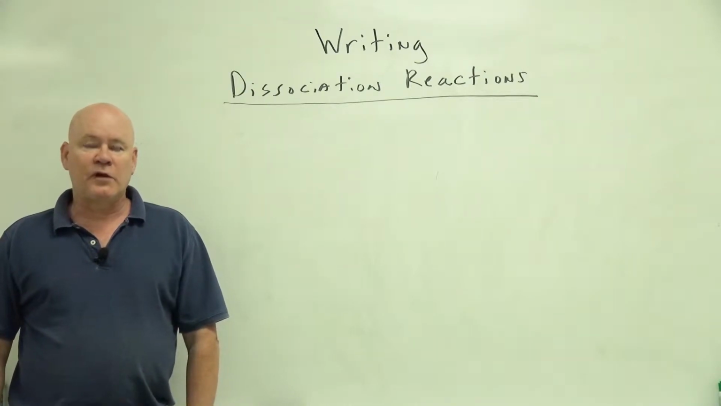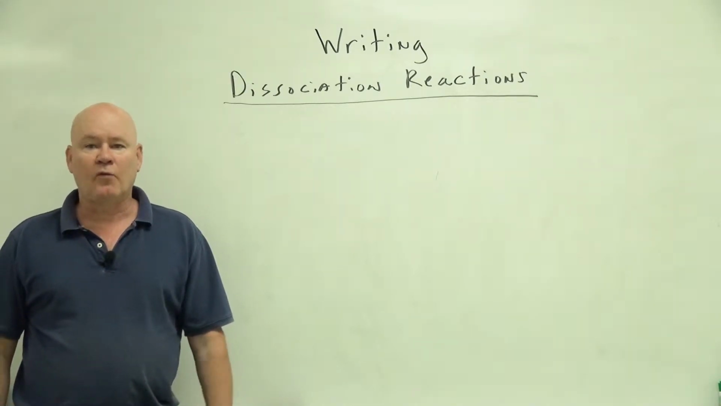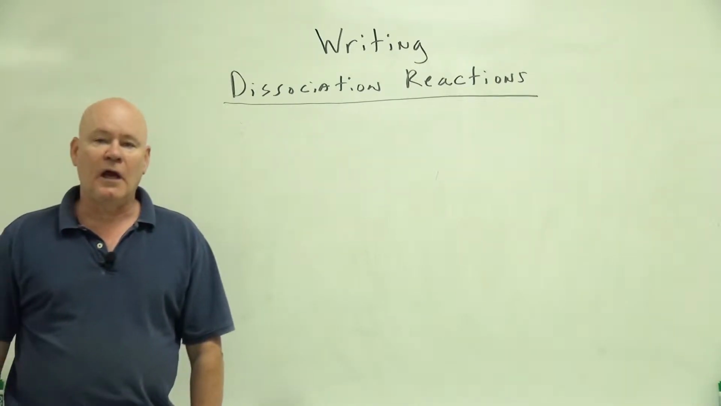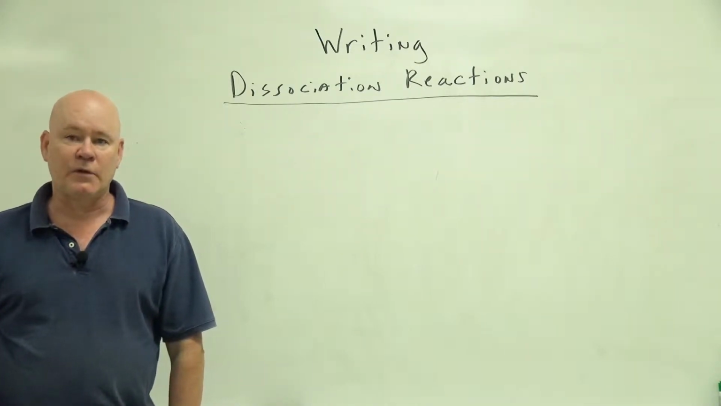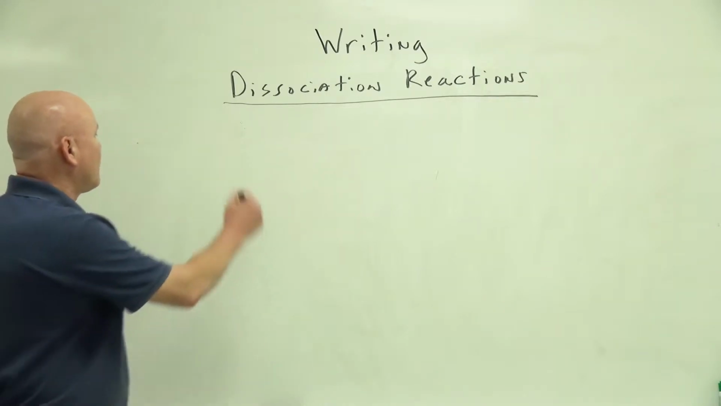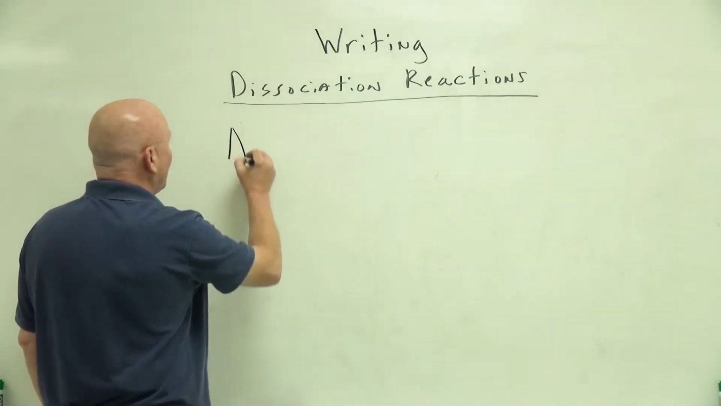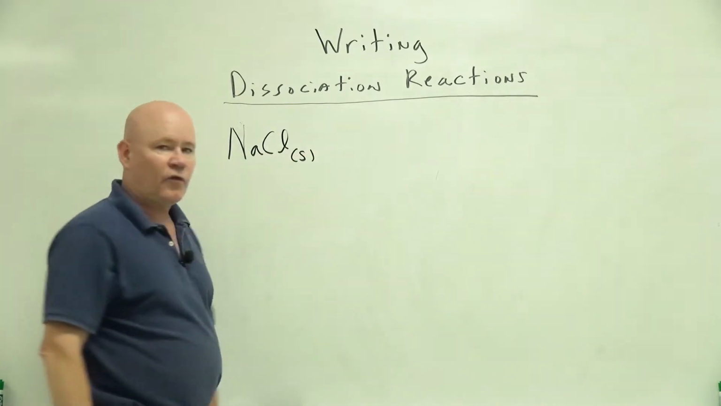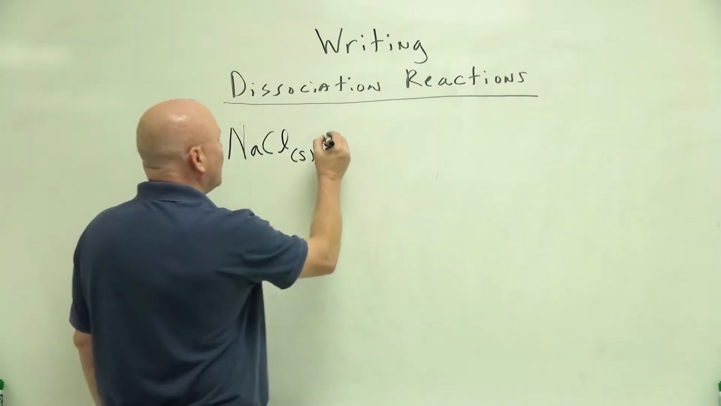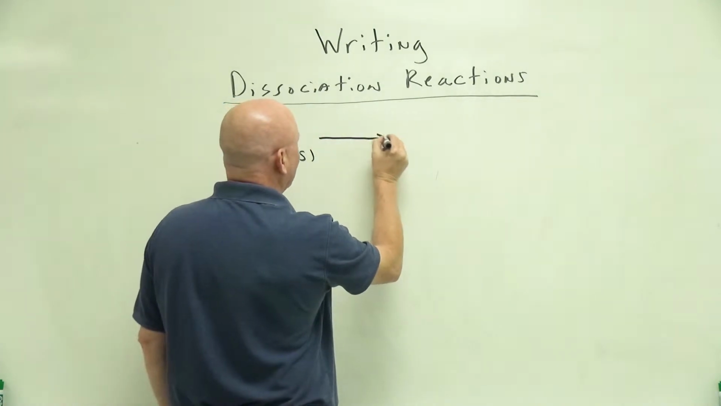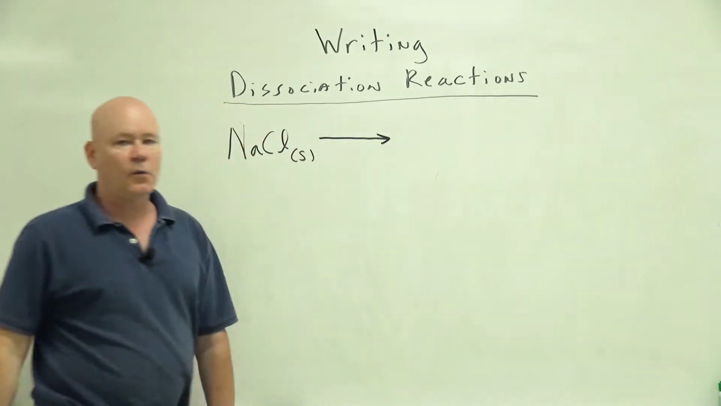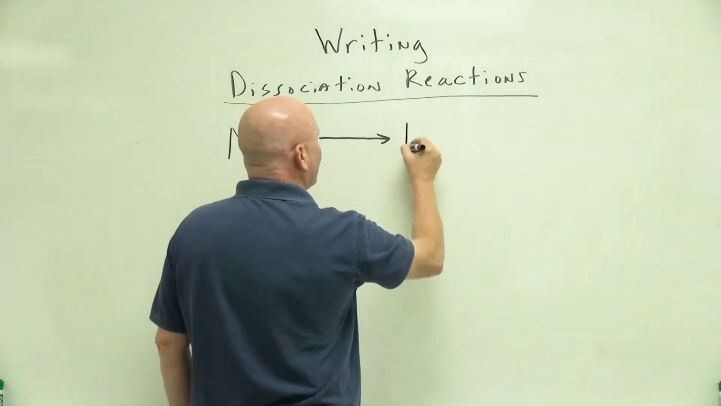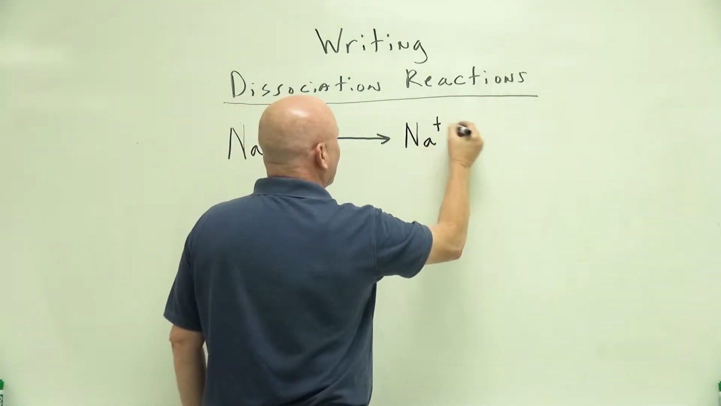Now, writing dissociation reactions, you have to go from the compound before it dissociates and write down the aqueous version after it dissociates. Starting with something like sodium chloride solid, which is a soluble salt, it will dissociate completely because it is a strong electrolyte, and we will write one arrow, just one arrow. And then we break it apart into the ions.